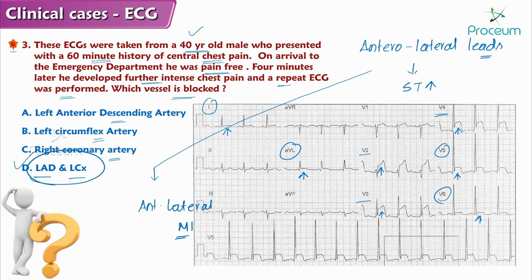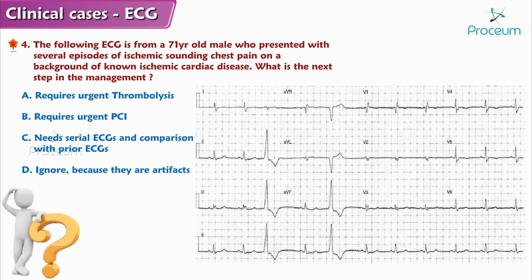So this is about the ECG related to anterolateral MI. Now we will take up one more clinical question. The following ECG is taken from a 71-year-old man who presented with several episodes of ischemic sounding chest pain on a background of known ischemic heart disease. Already the individual is a known case of ischemic heart disease, and now he presented with chest pain sounding similar to ischemic chest pain.